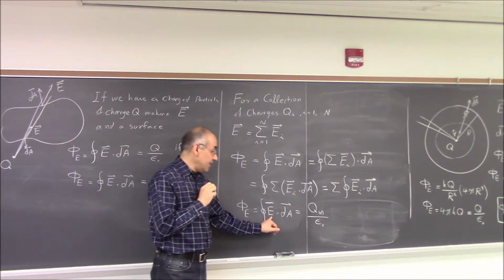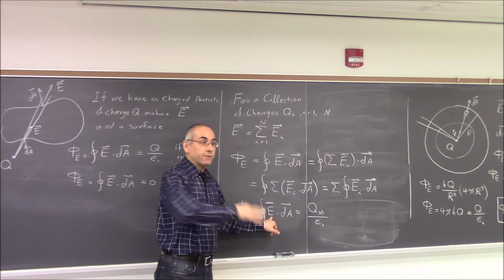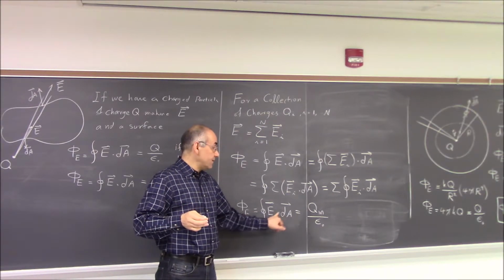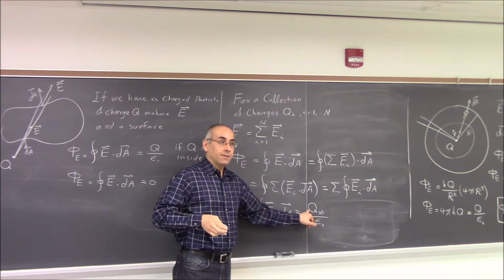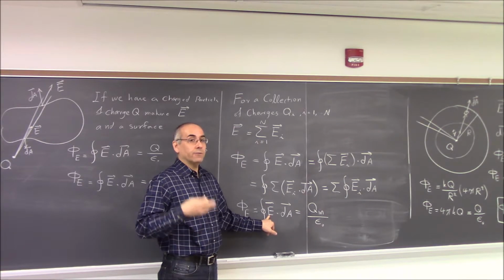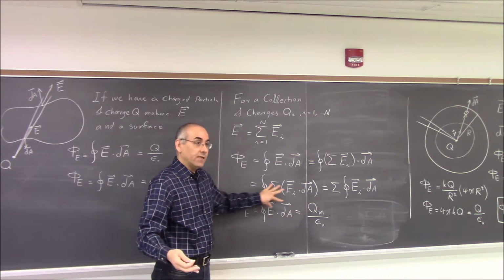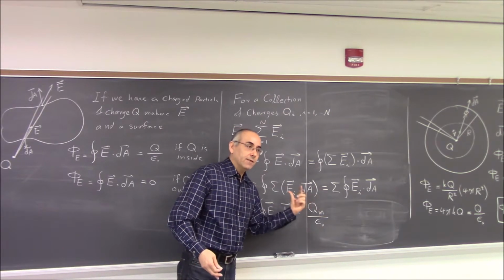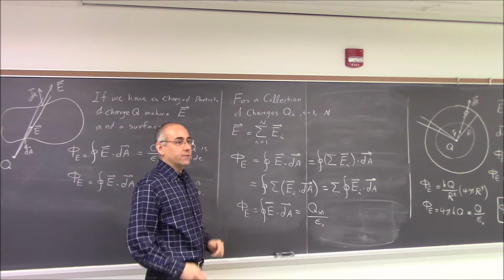And this E is created by all the charges, whether they are inside or outside. That's very, very important. This E is not just created by these charges that are inside. This E is created by all the charges in the universe. But the amount of the integral over that surface only depends on the charges that are inside that surface. And that is the Gauss law with all its generality.